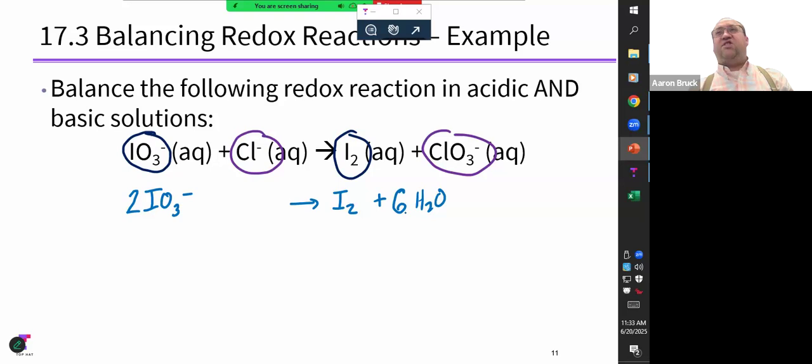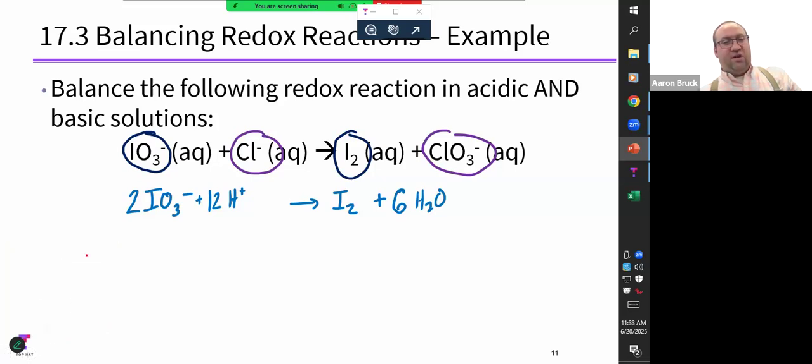Okay, that balances the oxygens, but now I have a hydrogen problem. I now have 12 hydrogens on the product side. I had no hydrogens on the reactant side. So I'm going to need to add 12 hydrogens, 12 hydrogen ions, to make up the difference.